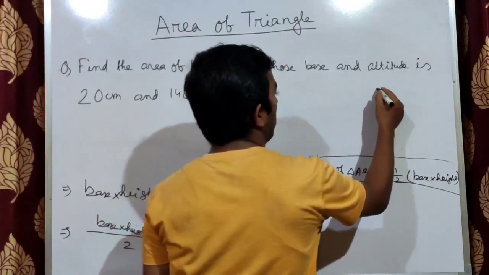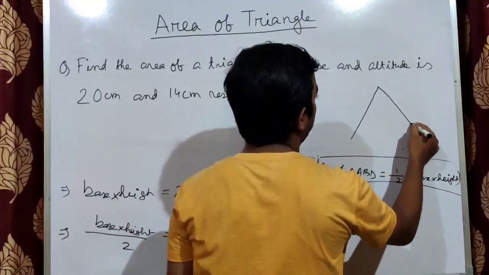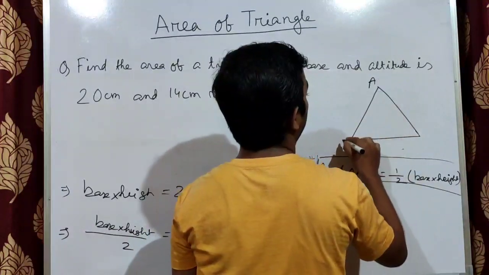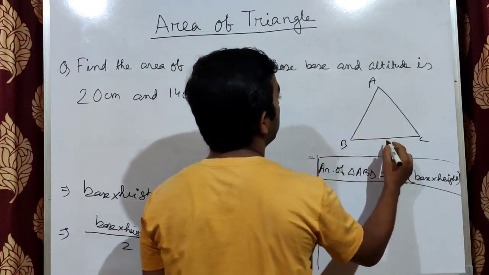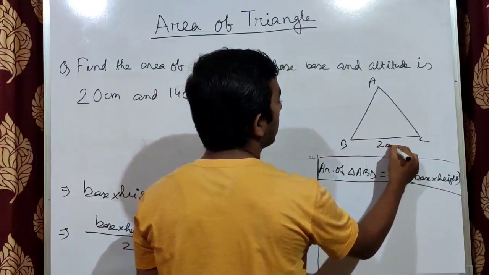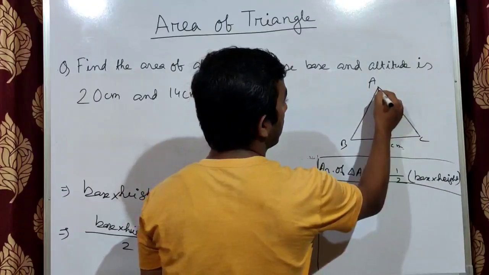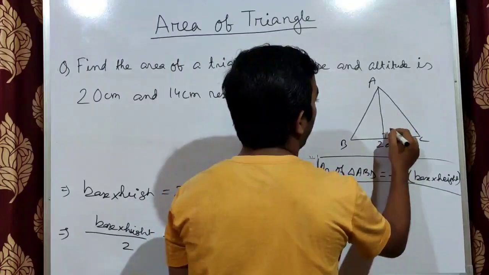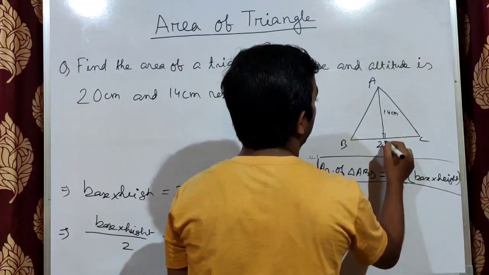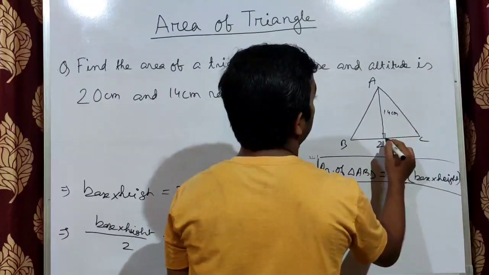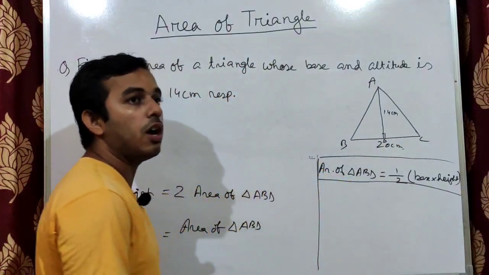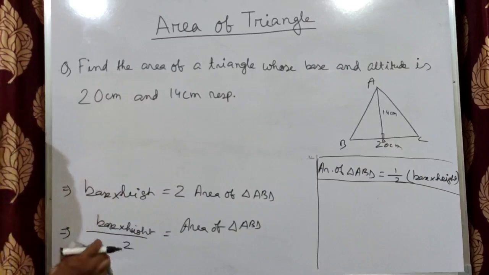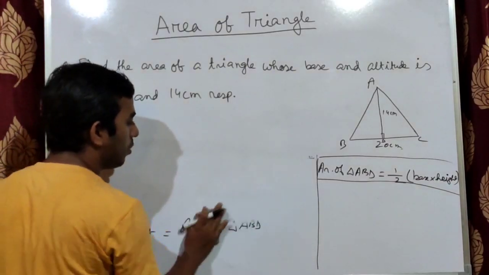So let us draw one triangle. This is our required triangle, ABC. Here base is how much? 20 centimeter and altitude is 14 centimeter. Clear? 14 centimeter, and this point will be D. Up to this I hope you are clear. Okay, now we'll proceed to our solution.